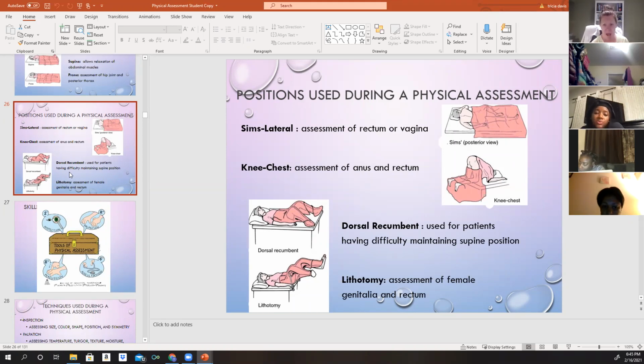You have the dorsal recumbent, which is used for patients that are having difficulty maintaining the supine position. So you would use this for your patients who are getting Foleys, if you were cleaning them up, things like that. And then your lithotomy, which is the assessment of the female genitalia and rectum.